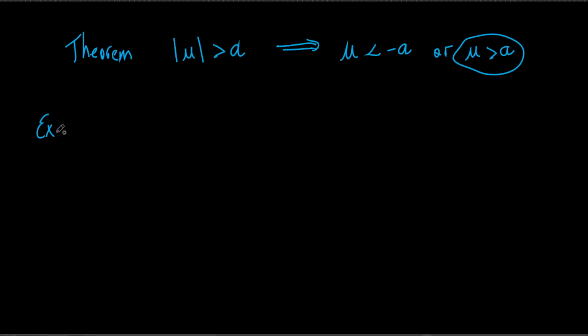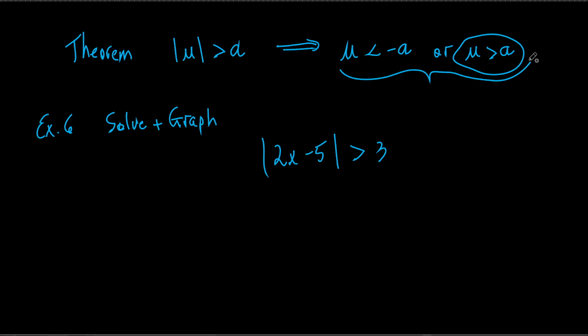Let's do example 6. And it says solve and graph. And here it is: the absolute value of 2x minus 5. Instead of equals, instead of less than, it's greater than. So whenever you see greater than, this is how you're going to set up your inequality. Okay? I tell you what, let's do this first and let's do this second. It doesn't matter. So let's just set it up exactly the same.